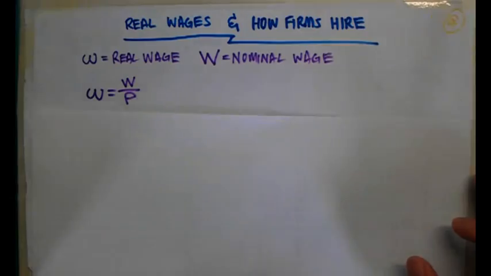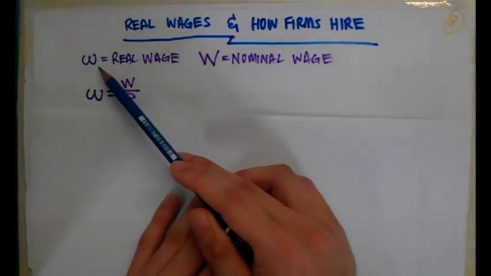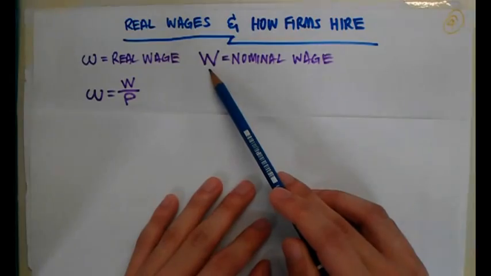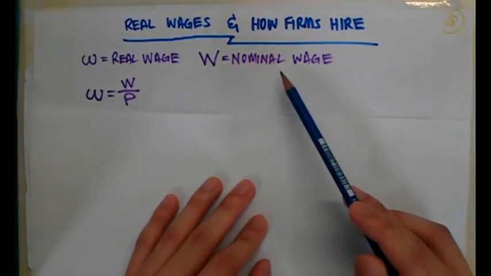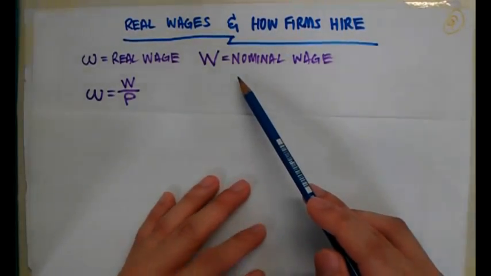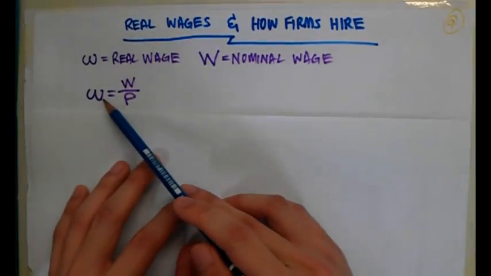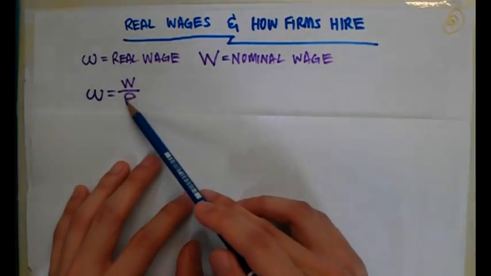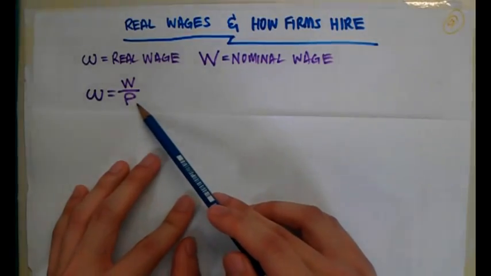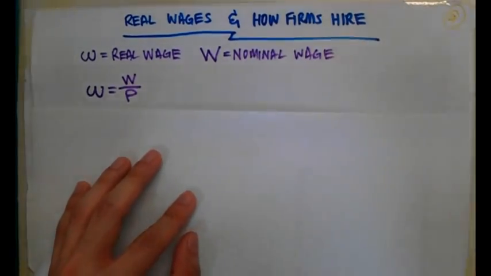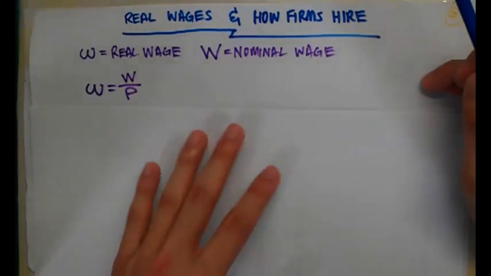Real wages and how firms hire. Now the small letter w is going to stand for real wage, and the big letter W is going to stand for nominal wage. Do you remember nominal income and real income? This is quite the same. So the small letter w is going to be big W over P, where P is generally the price level. So this is my real wage, which means it's measured in terms of my purchasing power.